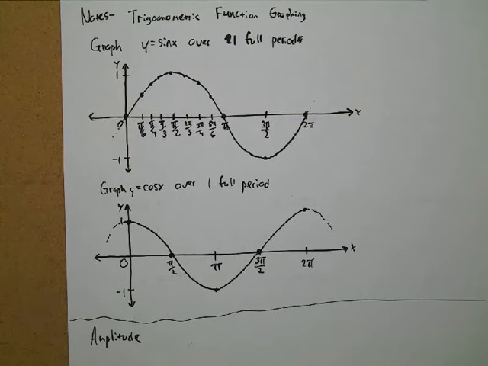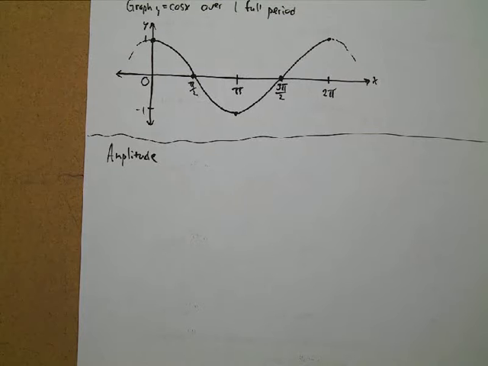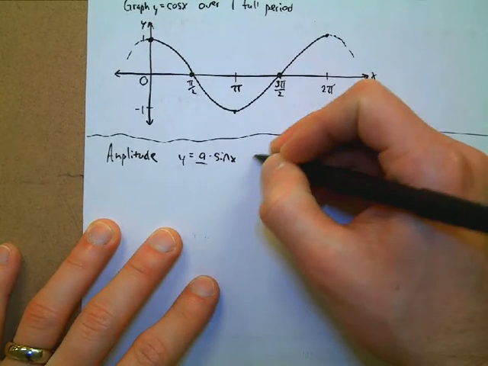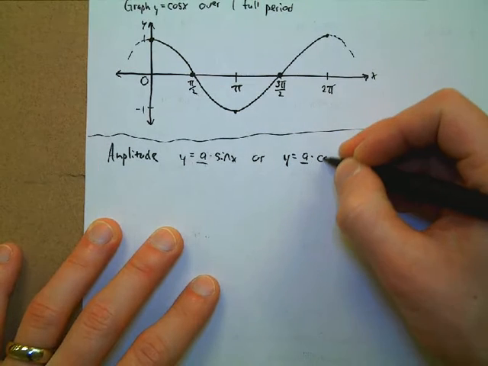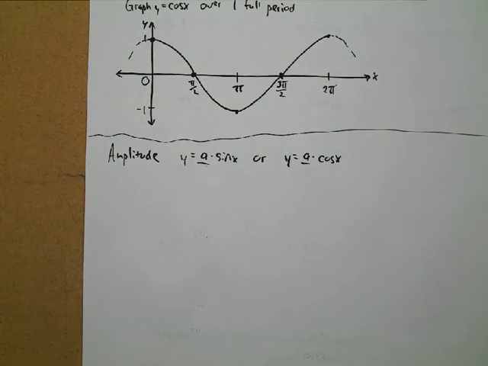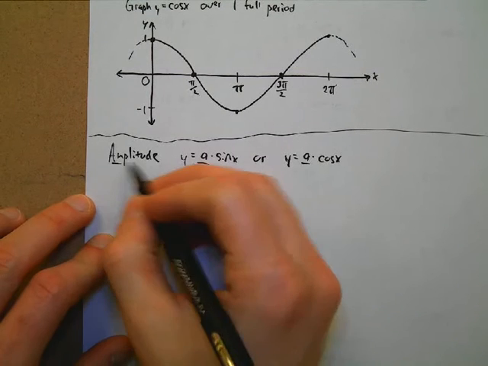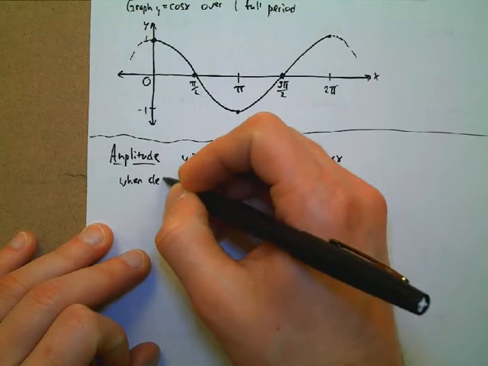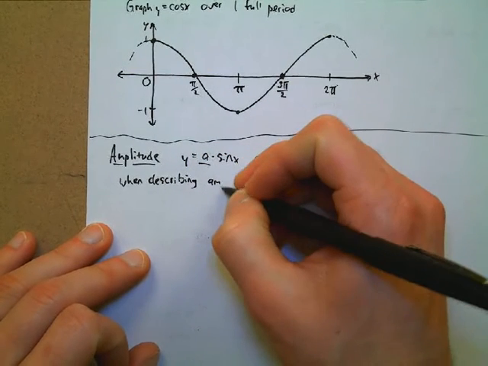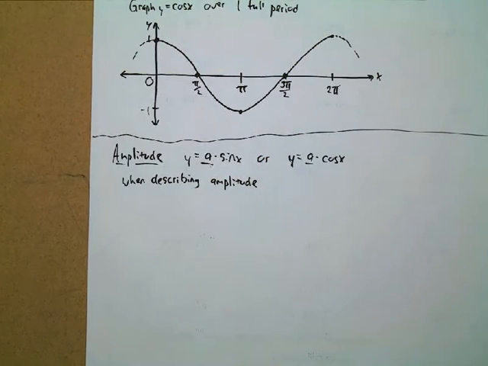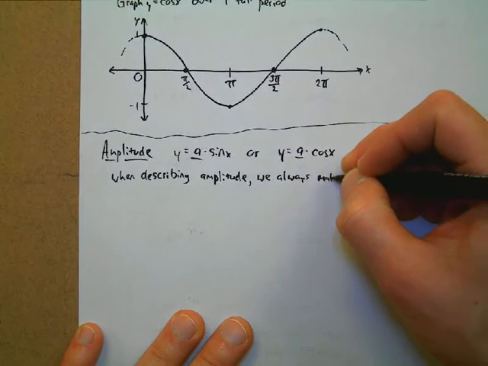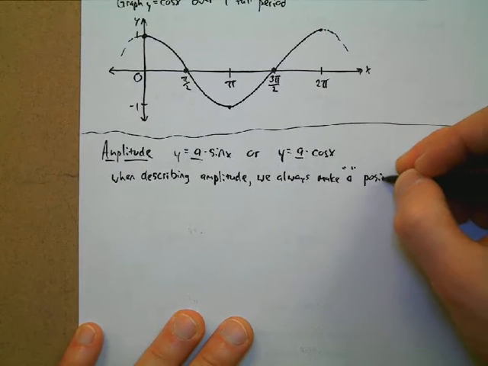And so that is governed by the coefficient of sine or cosine. When describing amplitude, we always make it positive. Since amplitude is like a measure, we always make it positive. So for example, if it happened to be y equals -2 times the sine of x, we would say it's just 2 is the amplitude.